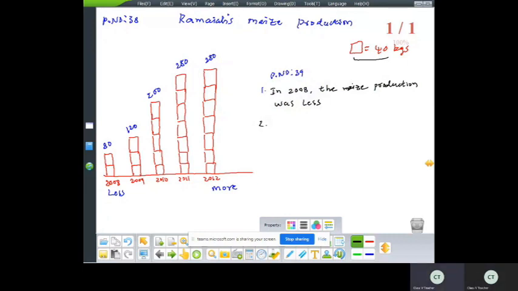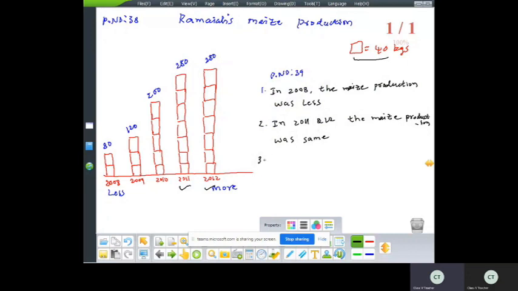Second conclusion, what do you observe from this chart? In 2011 and 12, the maize production was same.